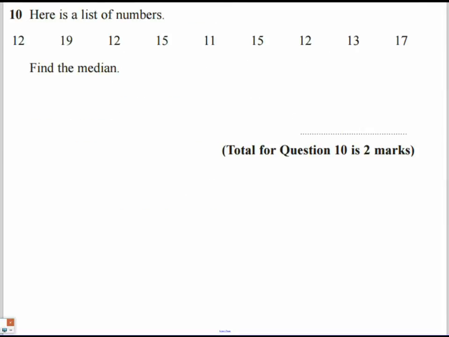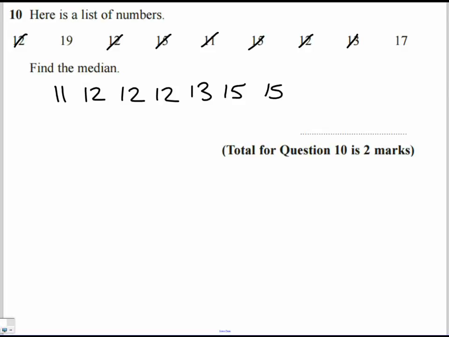Question number 10. Here is a list of numbers. Find the median. Okay, so the first rule of finding a median is to put the numbers in order. So my first number is 11, my second is 12, and I have another 12 and another 12. Then I have a 13, I have no 14s, but I have two 15s. Then I've got no 16s, but I do have a 17, no 18s, but a 19. So the numbers are now in order.